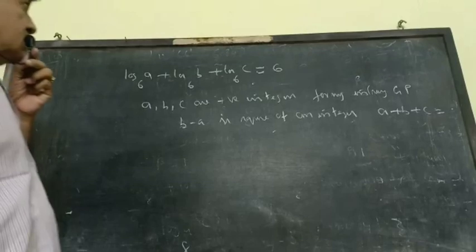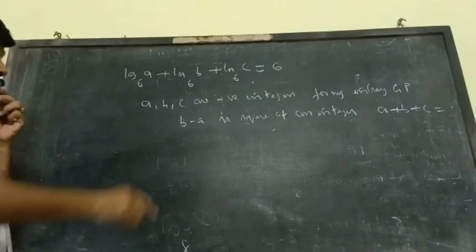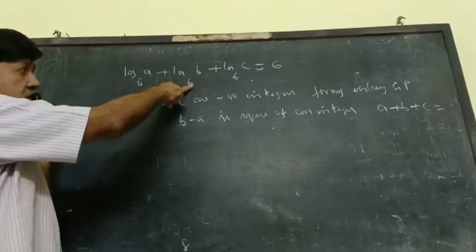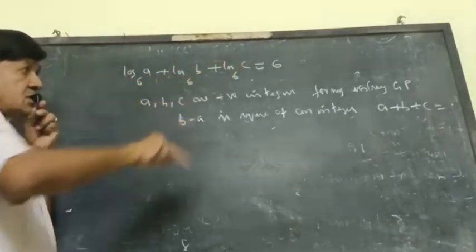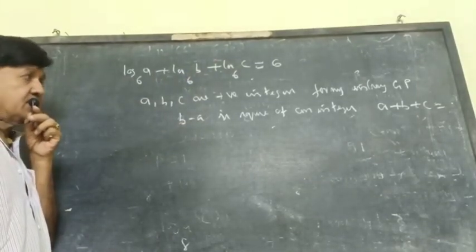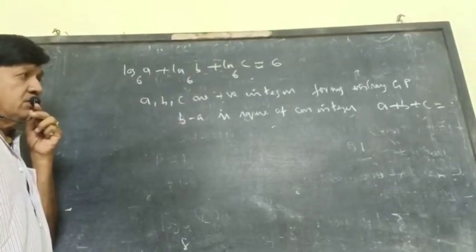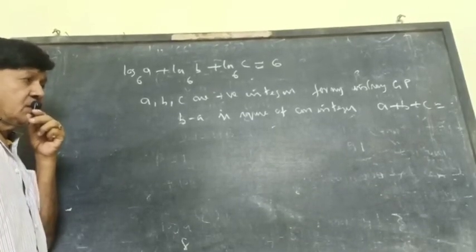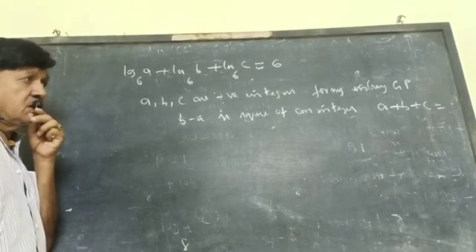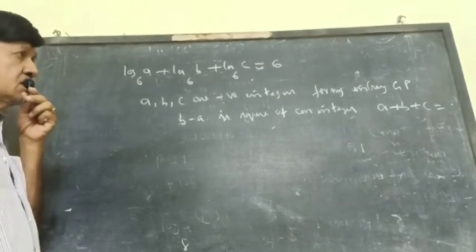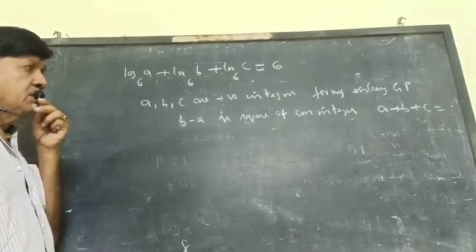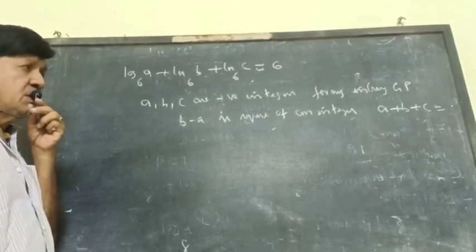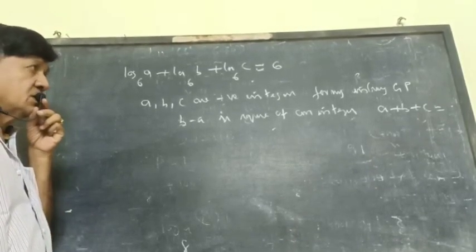See, the next question is: log A to base 6 plus log B to base 6 plus log C to base 6 is equal to 6. A, B, C are positive integers forming an increasing geometric progression. B minus A is the square of an integer. Then what are the possible values of A plus B plus C is the question.